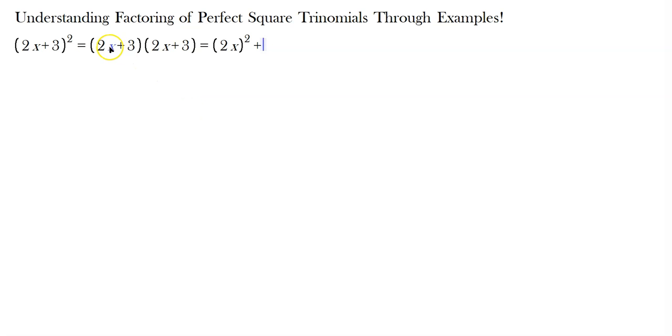Plus, then FOIL says you're going to do next 2x times this 3 on the outside. Always for outers, right? So you're going to end up, in other words, with 2x times 3. FOIL says next you're going to do the 3 times the 2x, which is the same again as 2x times 3. Doesn't matter how you write it because 2x times 3 is the same as 3 times 2x. You can arrange these either way. And at the end, you're going to have 3 times 3, which is 3 squared. Look at especially these two middle terms.